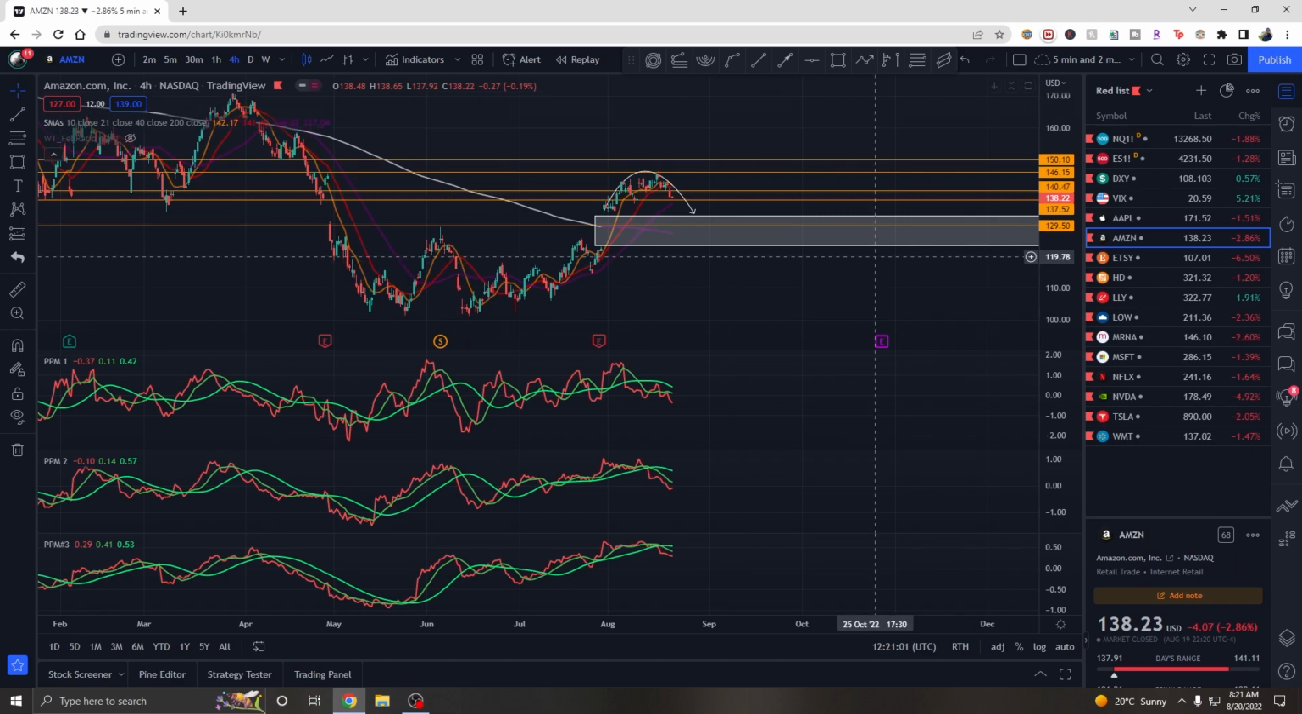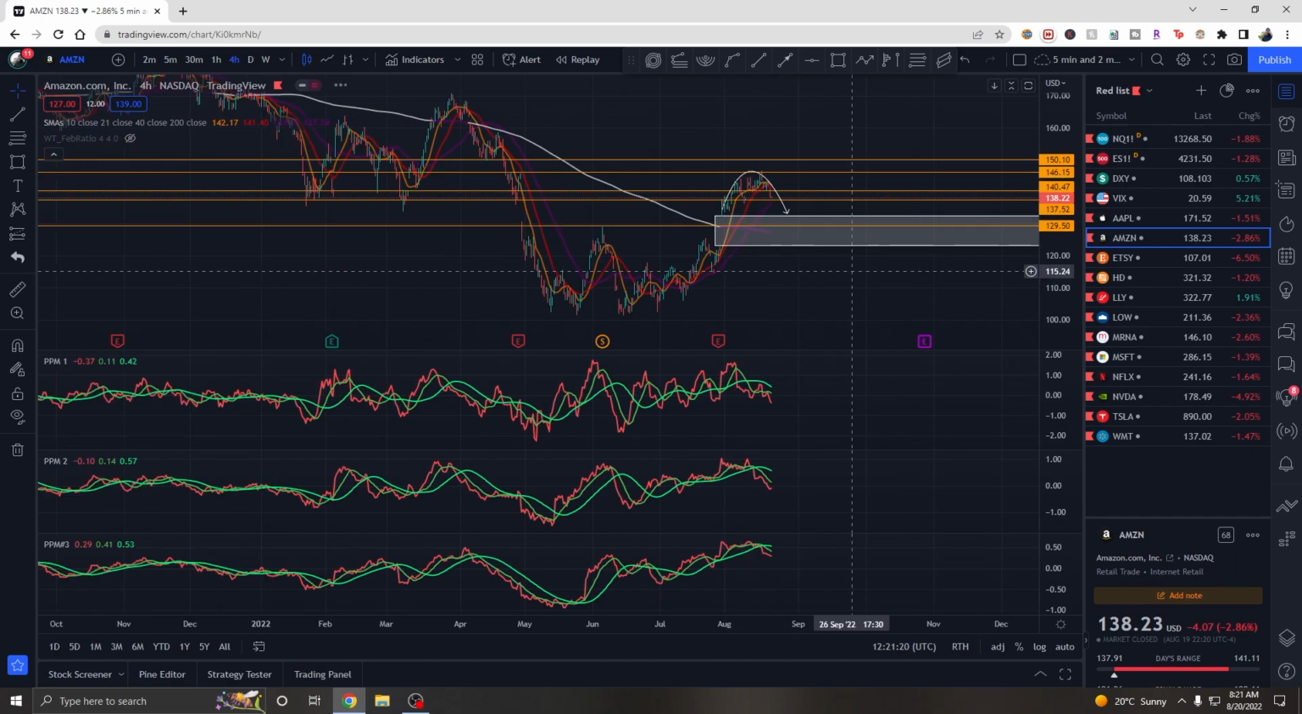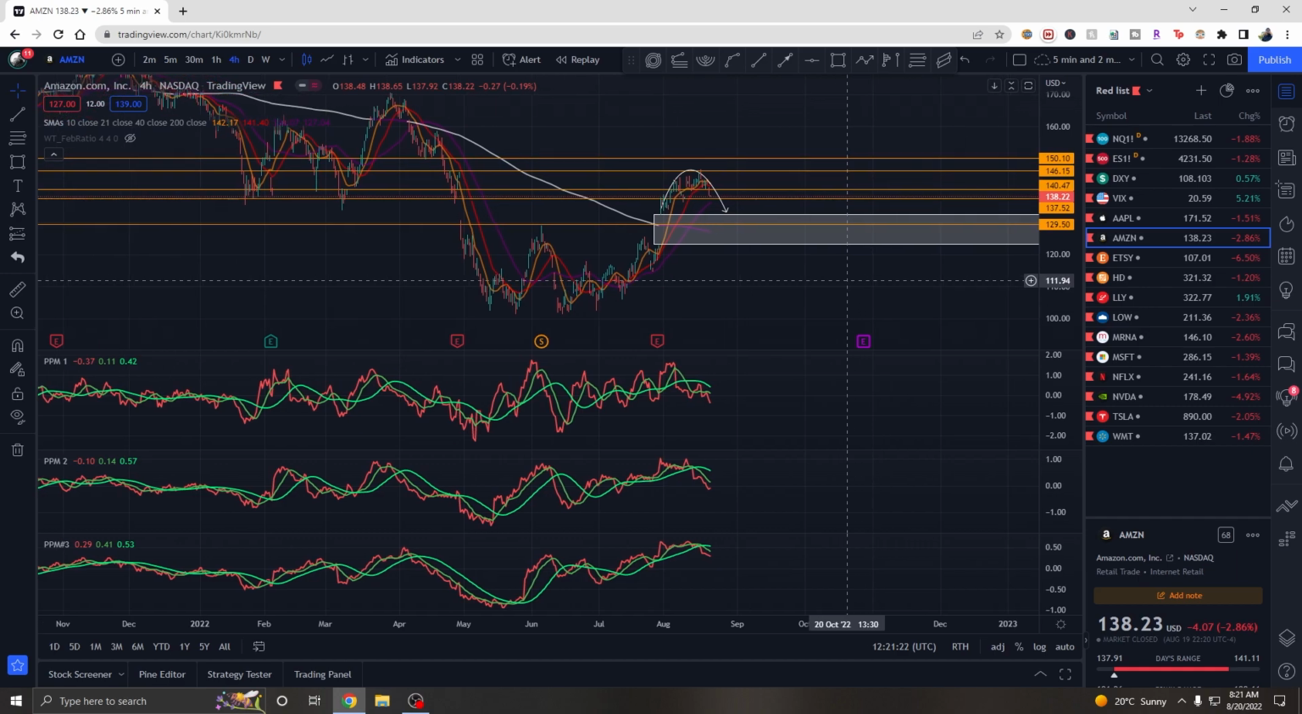But if we reach that point and if we see the continuation of downward momentum in the overall market, then it will start filling this gap, come back down to 130, 129 level, and then push and bounce back from there. So that's what I'm seeing here with Amazon right now.